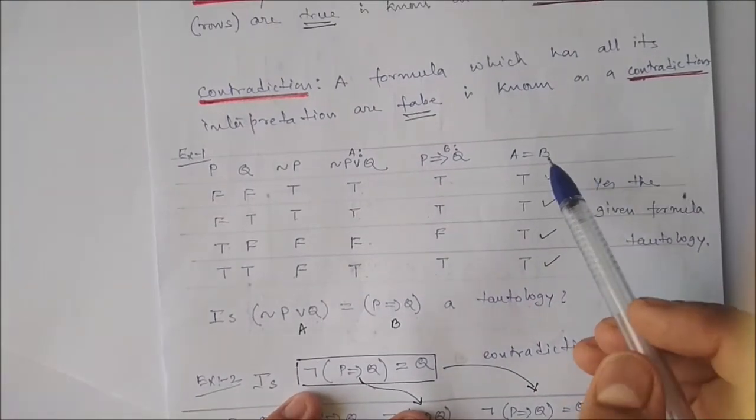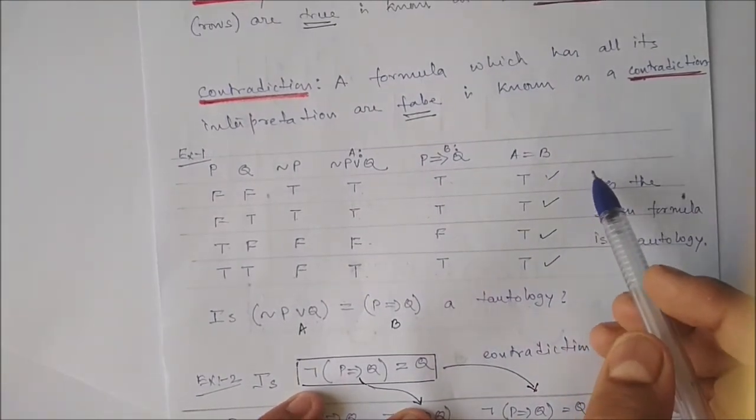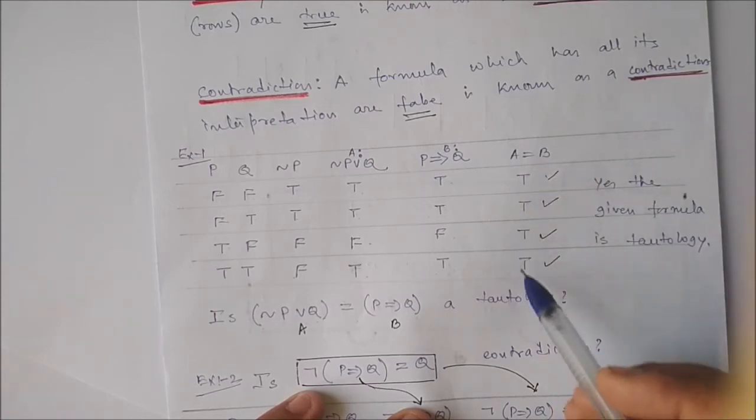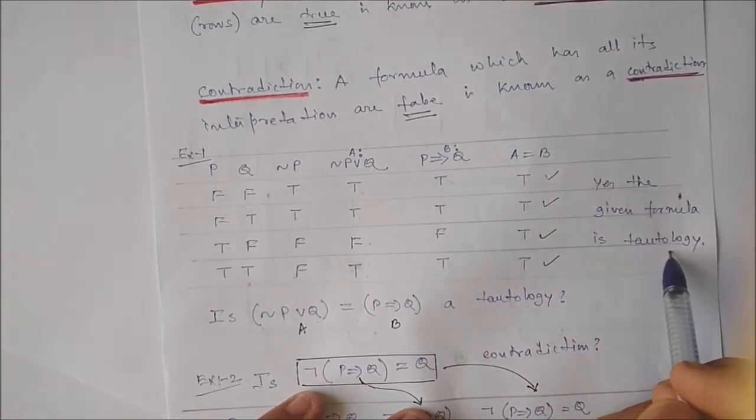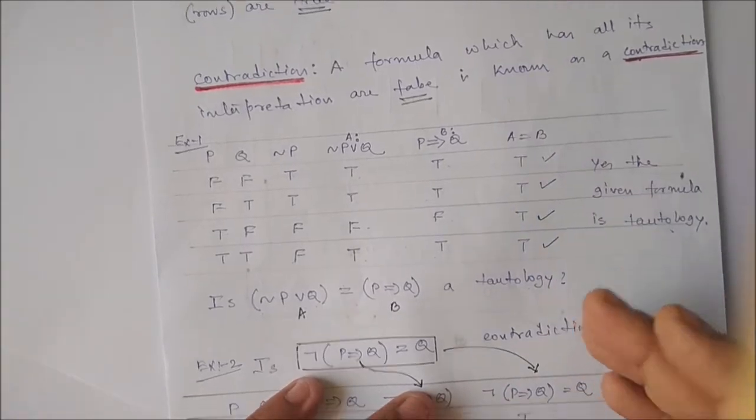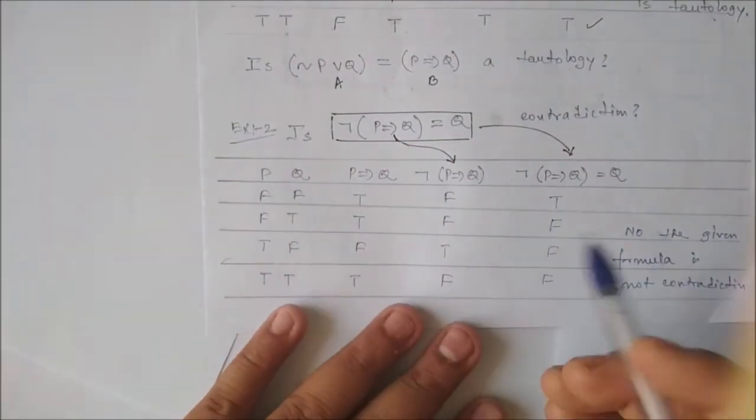Okay, so that means what? Here is a formula which has all its interpretations true. All are true, hence it's called a tautology. Yes, the given formula is a tautology because all are true. Similarly, we can see another example here.